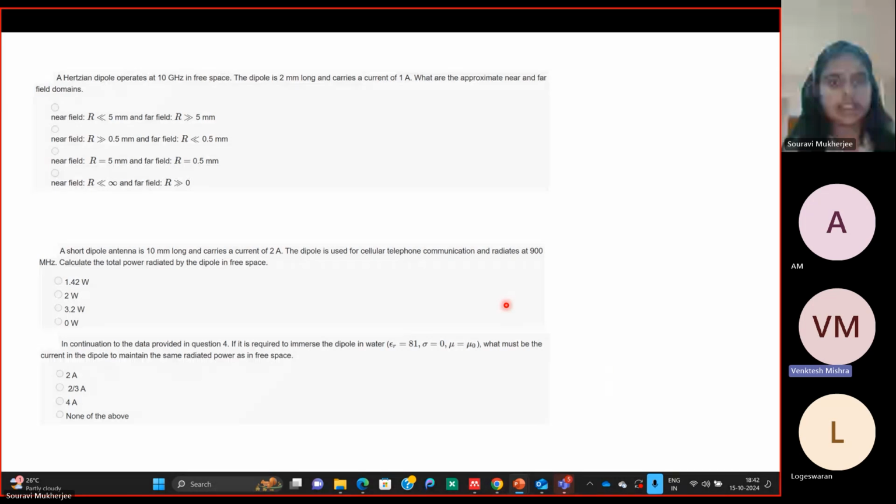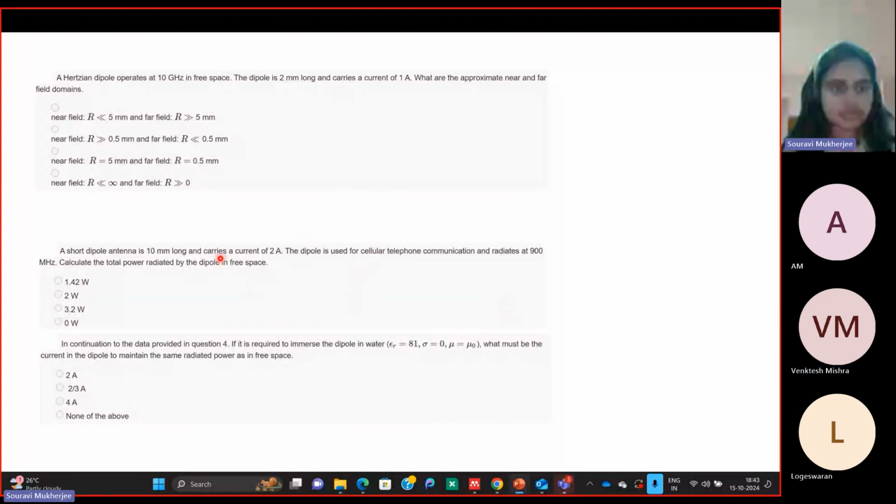Ma'am, please explain the short dipole question once again. Yes. First, the question once again. Please give a hint for this question. A short dipole antenna is 10 mm long and carries a current up to M. This one, right?